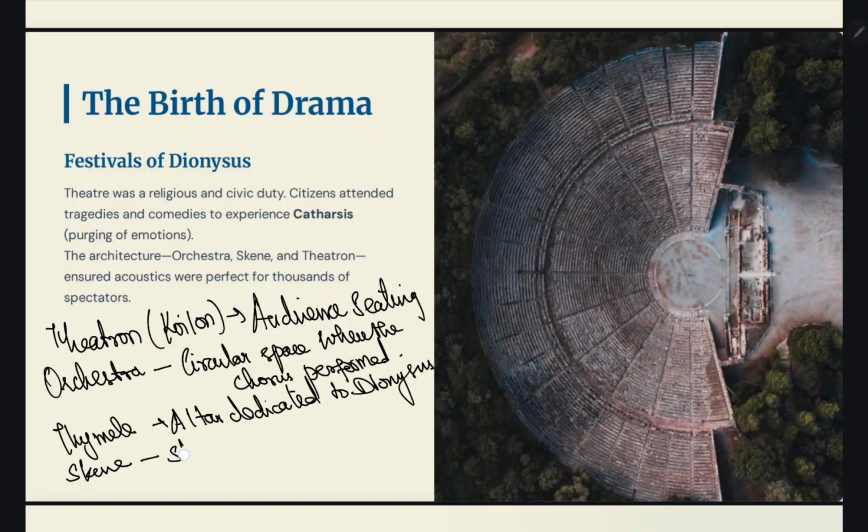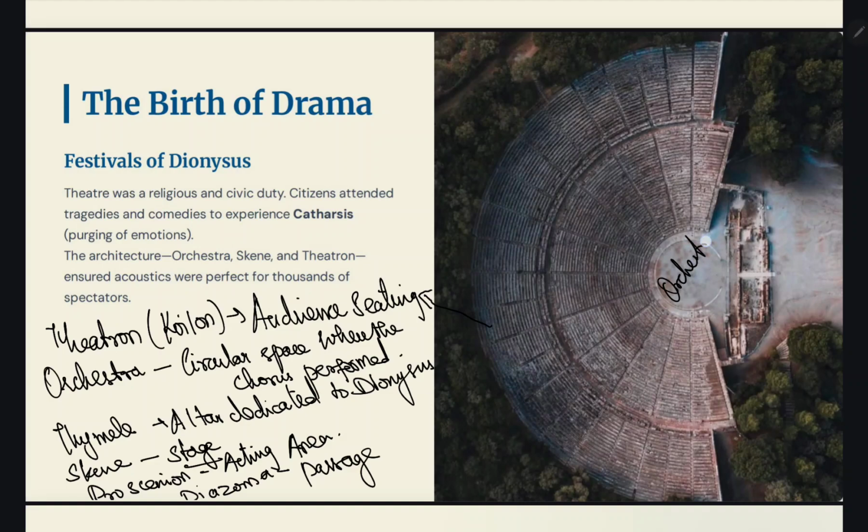Skene or scene, the stage. Actors entered and exited through it. Proscenium, the acting area. Diazoma, the passage dividing seating sections. This is the koilon, and this is the orchestra, the circular space where the chorus performed. Thymele is an altar dedicated to Dionysus.